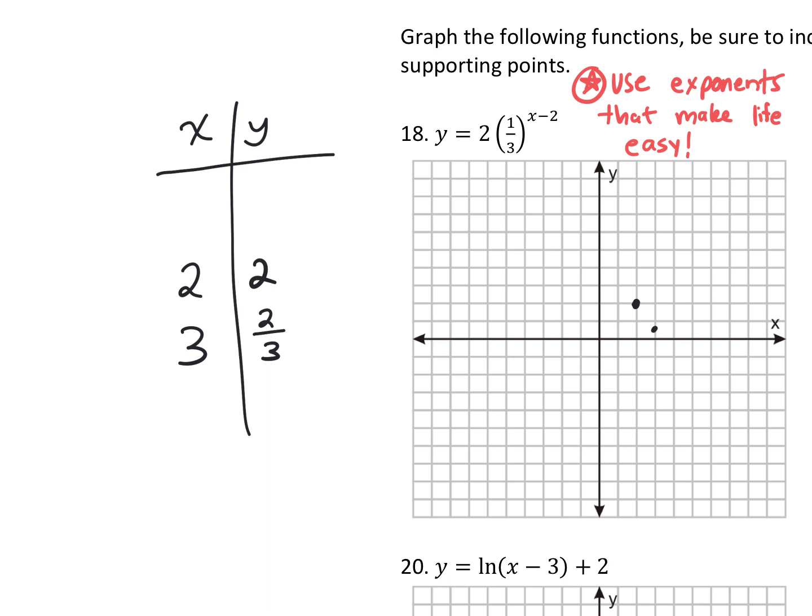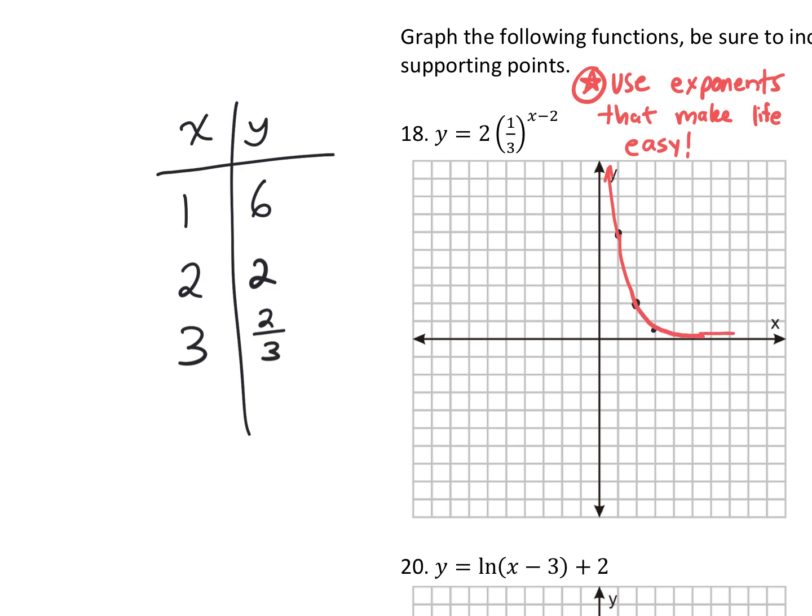I can see that this is a graph that will shrink from left to right. So I'm just going to verify that. I'm going to plug in 1 for x. When we do that, we really have 2 times 1/3 to the negative 1. Well, 1/3 to the negative 1 is really 3. So that gets us a point of 6. So the point (1, 6) is also on our graph, and I think at this point we have enough information to say that we know what our graph looks like. I'm going to go ahead and extend this upward and then curve my graph through the points that I found.